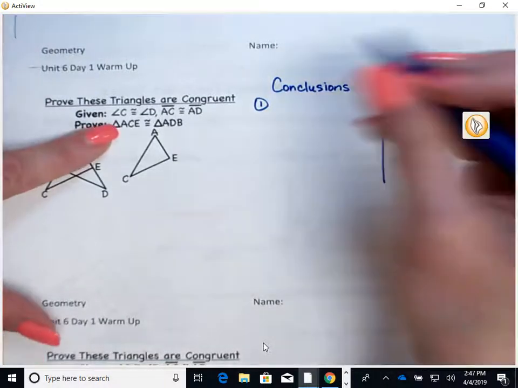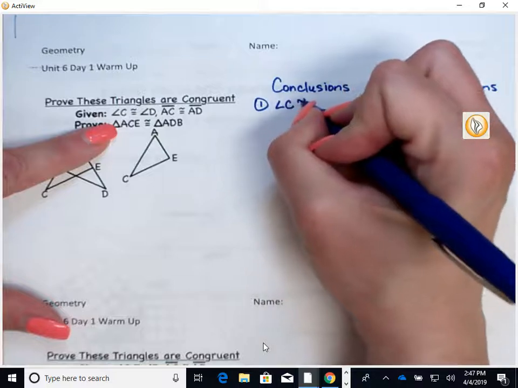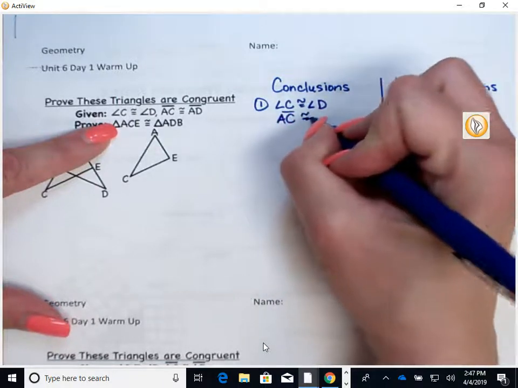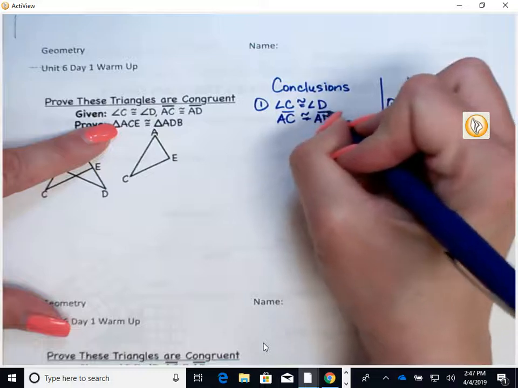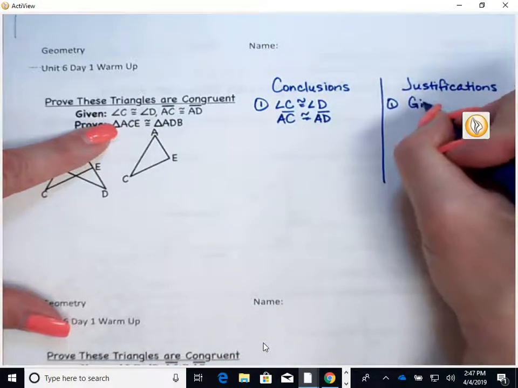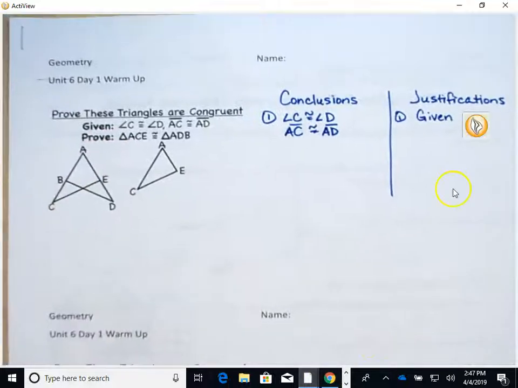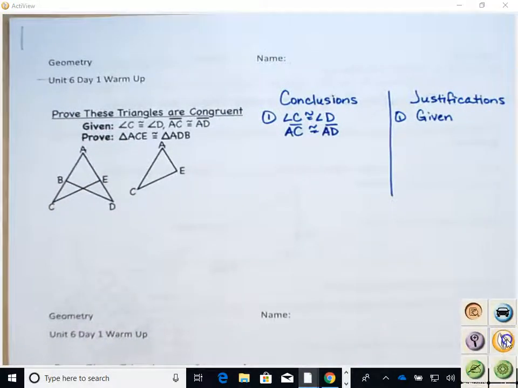Alright, so my given information is angle C is congruent to angle D, and side AC is congruent to side AD. And for our justification, anytime we write down all the given information, our justification then is given. Let me move that out of the way.